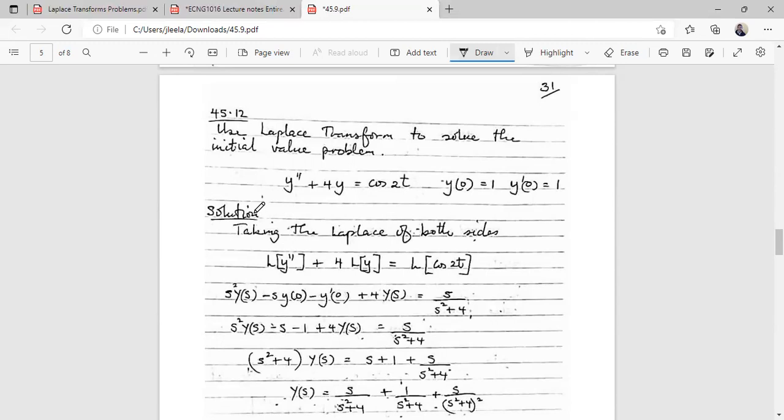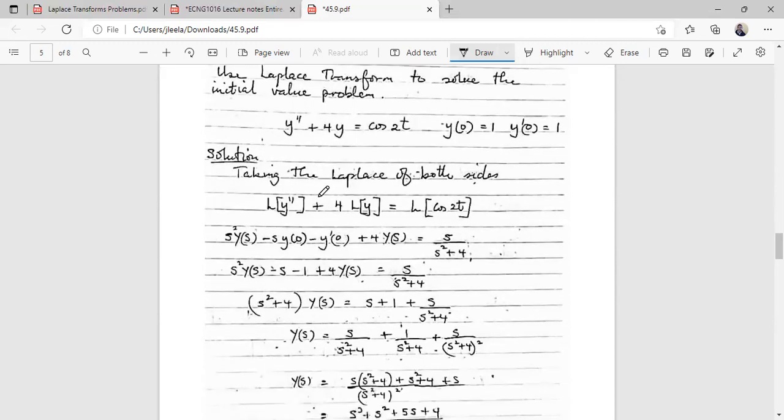So you have y double prime plus 4y equals cos 2t. Initial conditions here, y(0) is 1 and y prime(0) is 1 as well. So again, we take the Laplace of both sides, right? And on the left hand side, we'll get s squared Y(s) minus s y(0) minus y prime(0) plus 4Y(s). And on the right hand side, you'll get s over s squared plus 4.